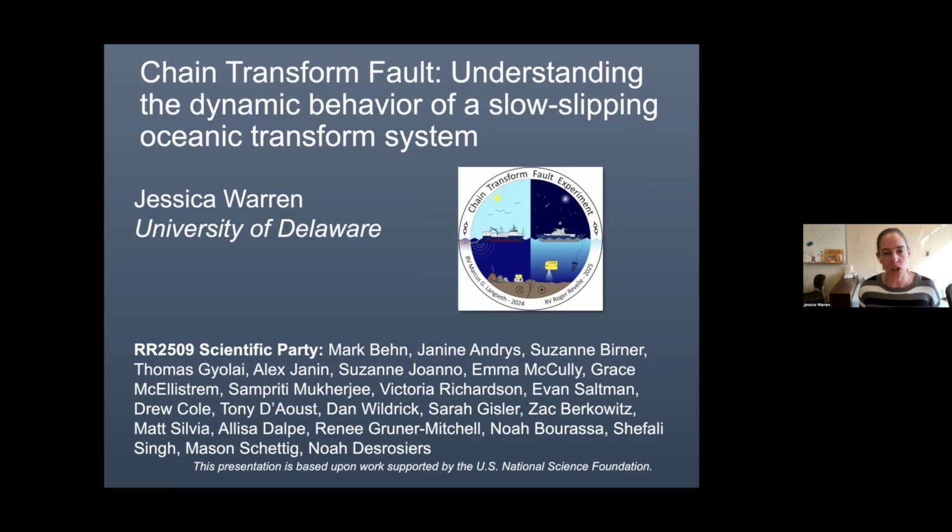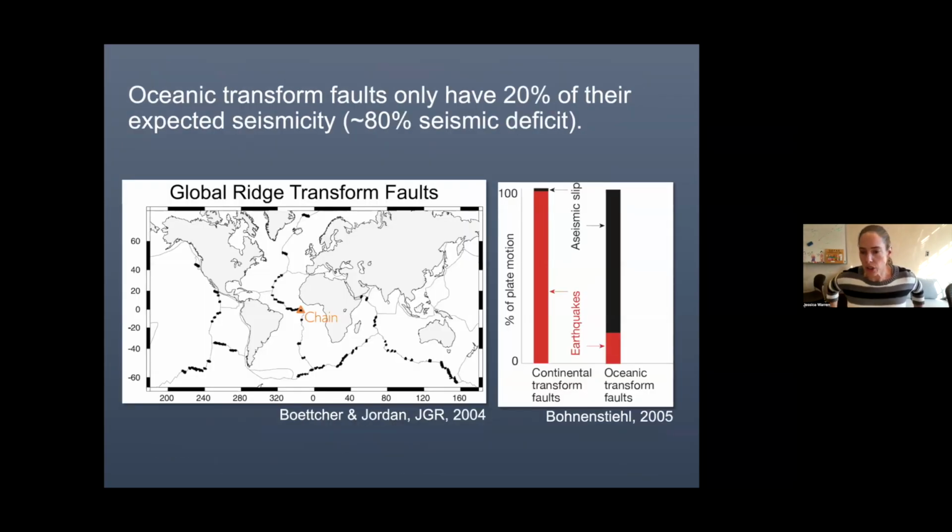That's because we actually got into port one week ago today from sampling the Chain transform fault in the equatorial Atlantic. It was a very successful cruise. We had a great scientific party on board, a couple of them are on this call right now. I'm going to talk about some of the results at the end of this talk. We're still processing everything that we found, but I'm excited to show some preliminary images from that.